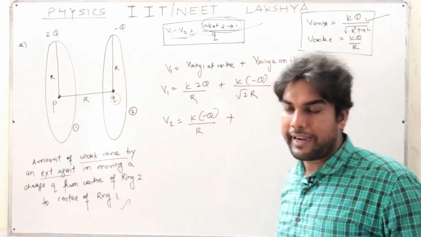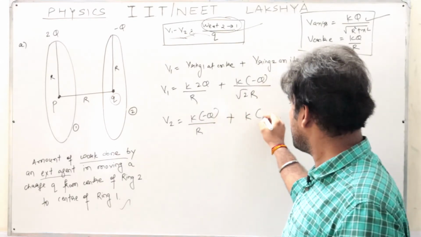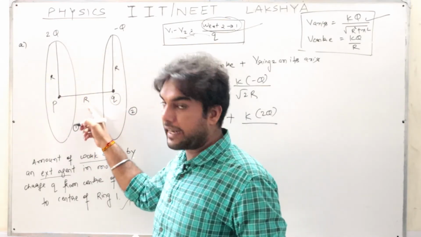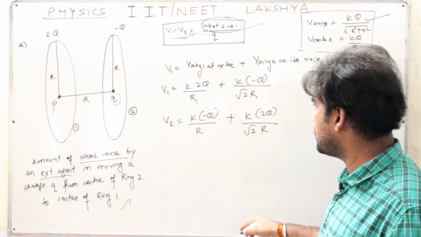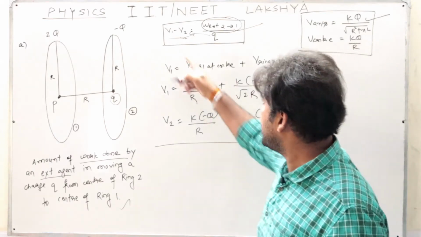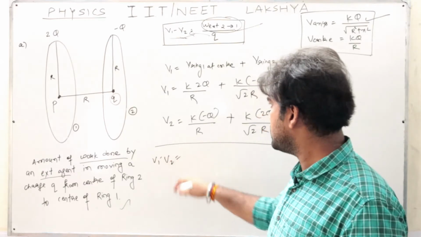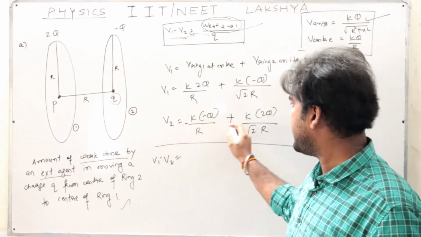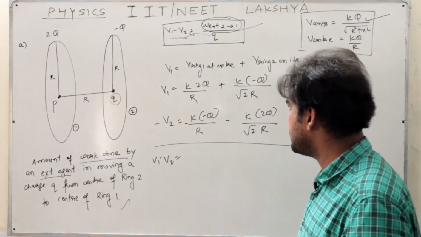Plus, why am I adding? Because potential is a scalar quantity. K 2Q upon R square plus X square. X is nothing but R, so under root 2R square, which again becomes root 2R. Now we need to find V1 minus V2, so I have to subtract them. So when I subtract them, here minus sign will come and here also minus sign will come. So now we can add them simply.